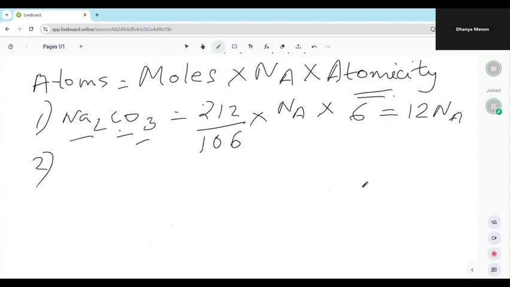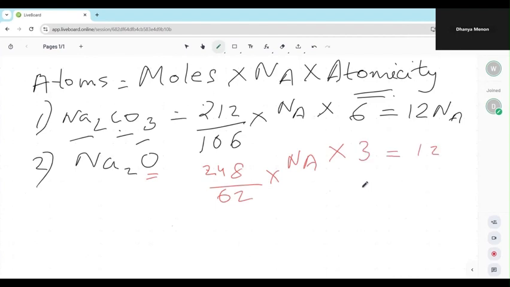Next one is Na2O. Here the mass given is 248 over 62, which is the molar mass. It's already mentioned in the question, times Avogadro number times 2 sodium and 1 oxygen. That gives 3. So this is 12 Na again. Okay, so these two compounds have the same number of atoms, but we have to find the rest also.